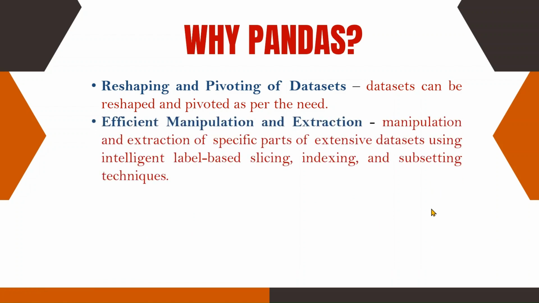Then efficient manipulation and extraction. Manipulation and extraction of specific parts of extensive datasets using intelligent label-based slicing, indexing, and subsetting techniques. So if you have a data frame and maybe you have 10 columns, and in that you want only 2 columns to be extracted for your analysis, then you can do that based on slicing. Then you can go for indexing, like 0, 1, 2, 3, 4, numeric indexing. Or if you want to go for name-based indexing, you can do that. Or if you want to take only a few rows and a few columns, that also you can do.